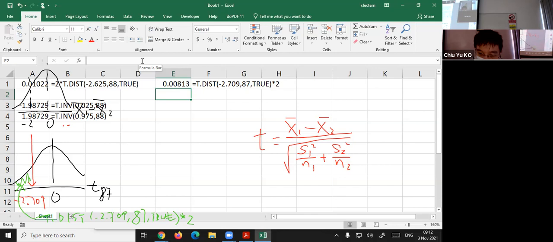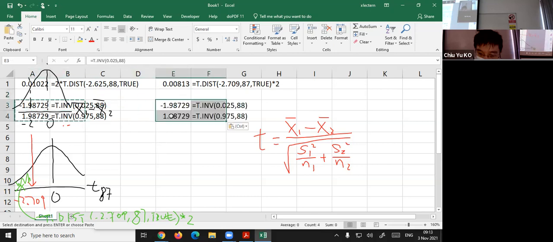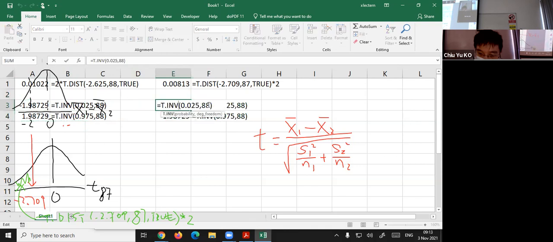Okay, so of course you can also calculate the critical value. The critical value would be actually very similar to what we have in the previous case, but now instead of 88 you have 87. So the critical value is rather simple. It's exactly the same as the previous case, but now with 87.